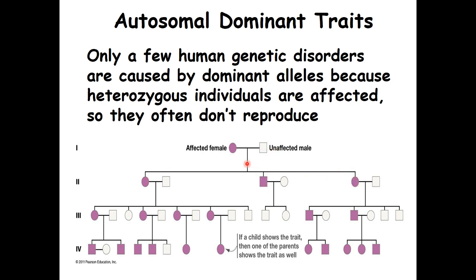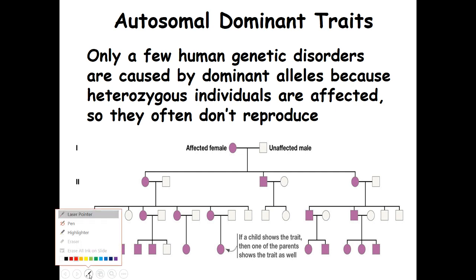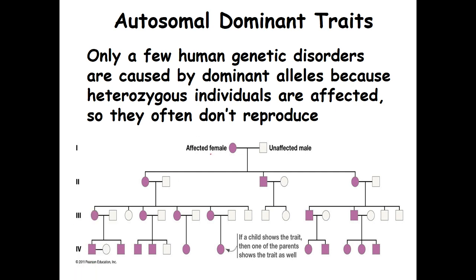Let me change the pen. So for this female, autosomal dominant, let's say this is Huntington disease, right? She could be big H, little h, heterozygous, or big H, big H, to show the symptoms, right? All it needs is one dominant allele. For the normal individual like this, he can only be two small h, because if he has any big H, he's going to show it, right?